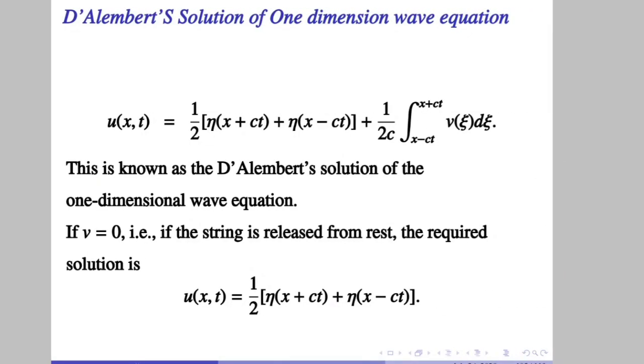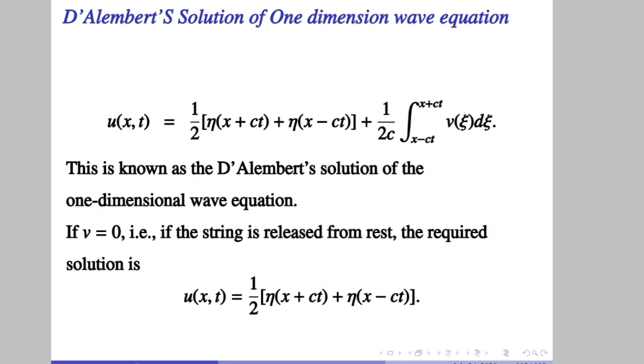According to this condition, D'Alembert found the solution as u of x comma t is equal to half eta of x plus ct plus half eta of x minus ct plus 1 by 2c integral from x minus ct to x plus ct of v of xi d xi. This is the D'Alembert solution of the one-dimensional wave equation.